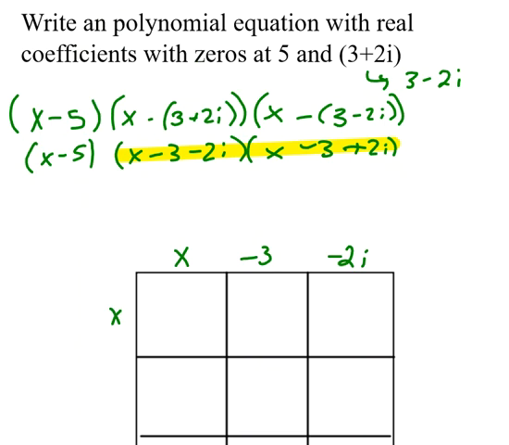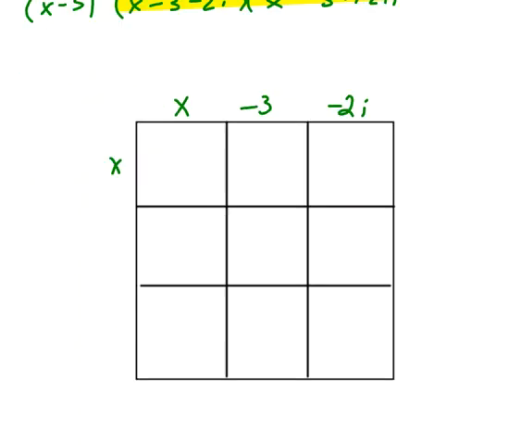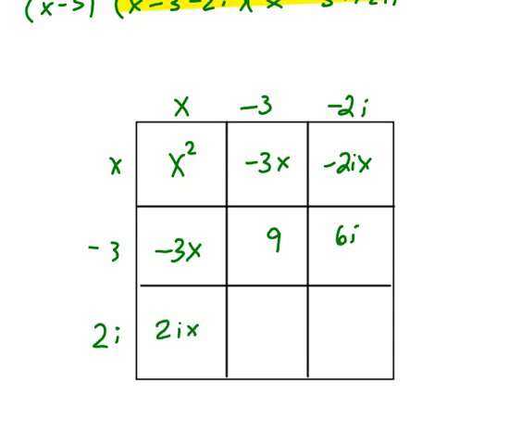So just make a nice 3x3 box with the two pieces, two trinomials that we're multiplying. So x times x is x squared, x times negative 3 is negative 3x, x times negative 2i is negative 2ix. Then next row I have negative 3x, positive 9, positive 6i. One more row, 2ix, negative 6i, and negative 4i squared, because i times i is i squared.